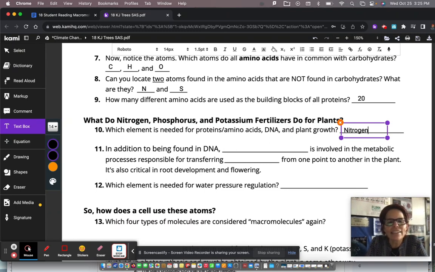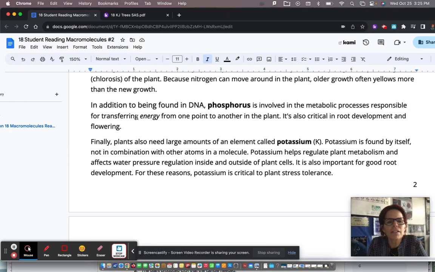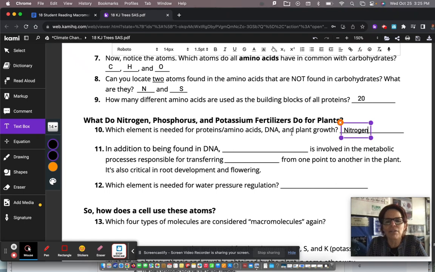Number 11. In addition to being found in DNA, blank is involved in the metabolic processes responsible for transferring blank from one point to another in the plant. It's also critical in root development and flowering. Well, let's see if we can figure that one out. Which one is important? Oh, here, transferring energy. That's right. So that one's phosphorus. It transfers energy.